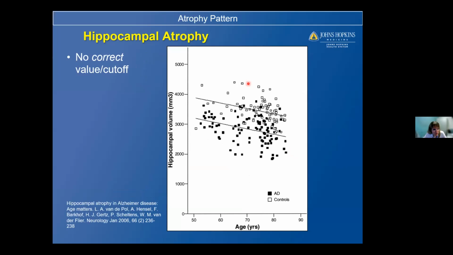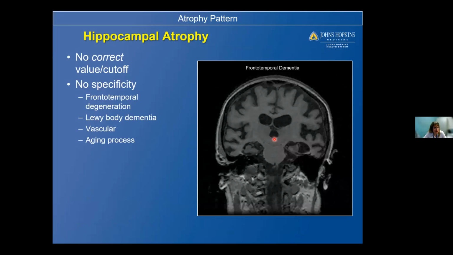But there are just two problems with this. First, there's a large overlap between hippocampal volume of normal controls and AD patients. So there's no single right cutoff value for a pathologic hippocampal atrophy. Sometimes we have a normal person with no cognitive impairment who will have a hippocampus that is the same size as a patient with AD. So there's a large overlap over here. Second, hippocampal atrophy is not specific for Alzheimer's disease. We can see it in many other entities, including frontotemporal dementia, Lewy body dementia, etc.